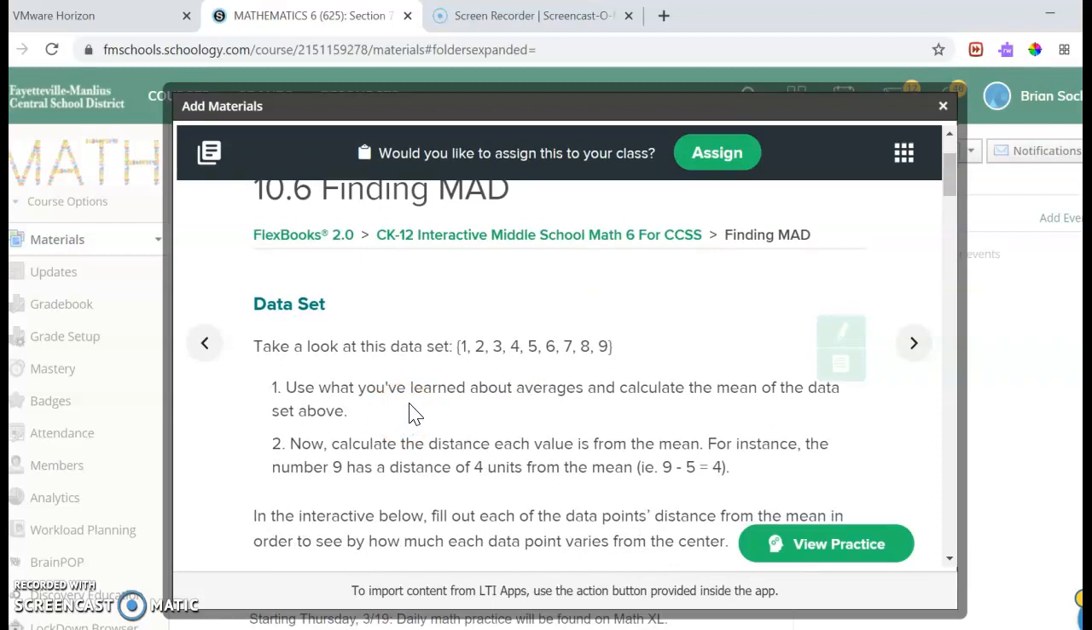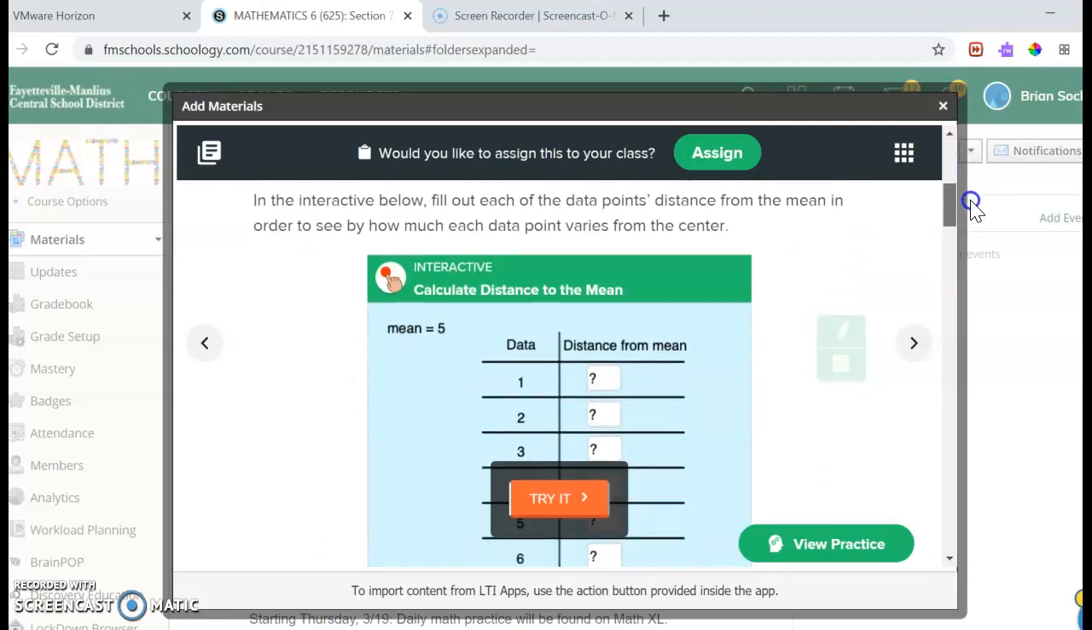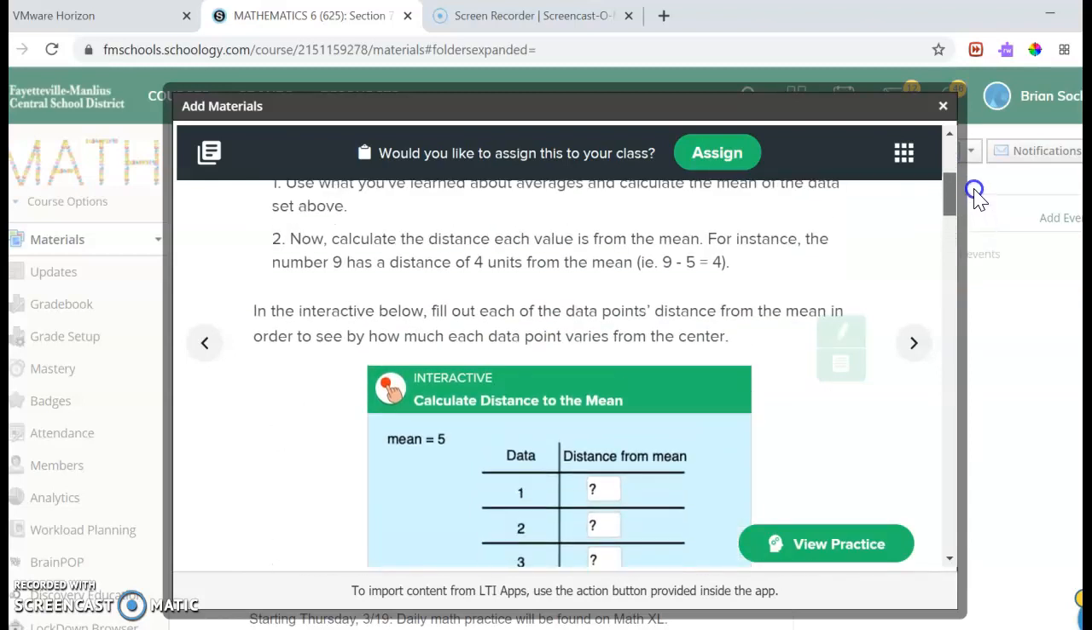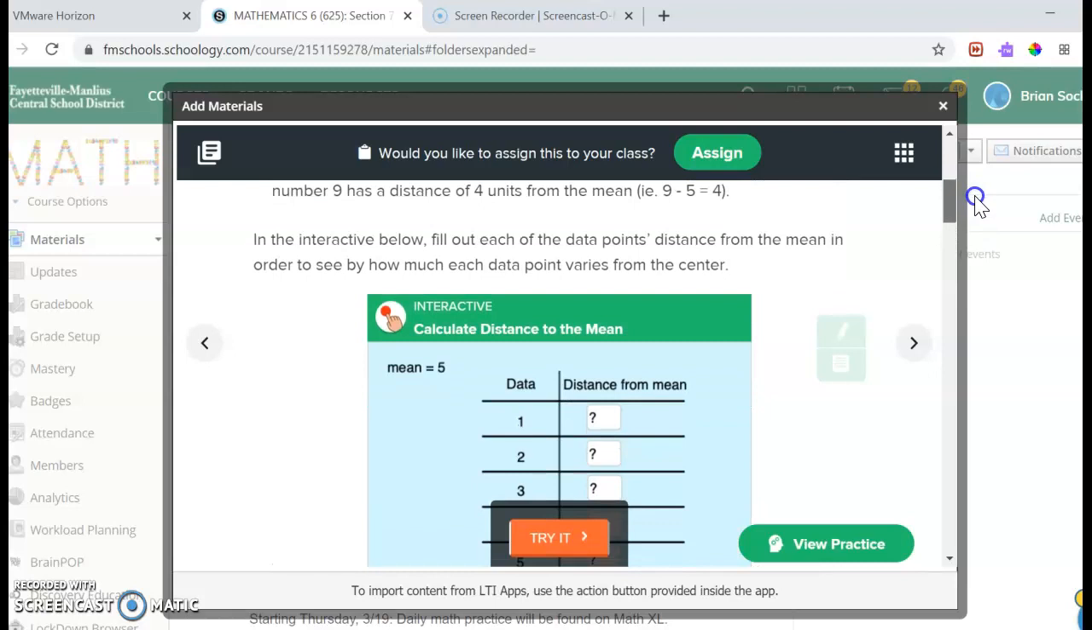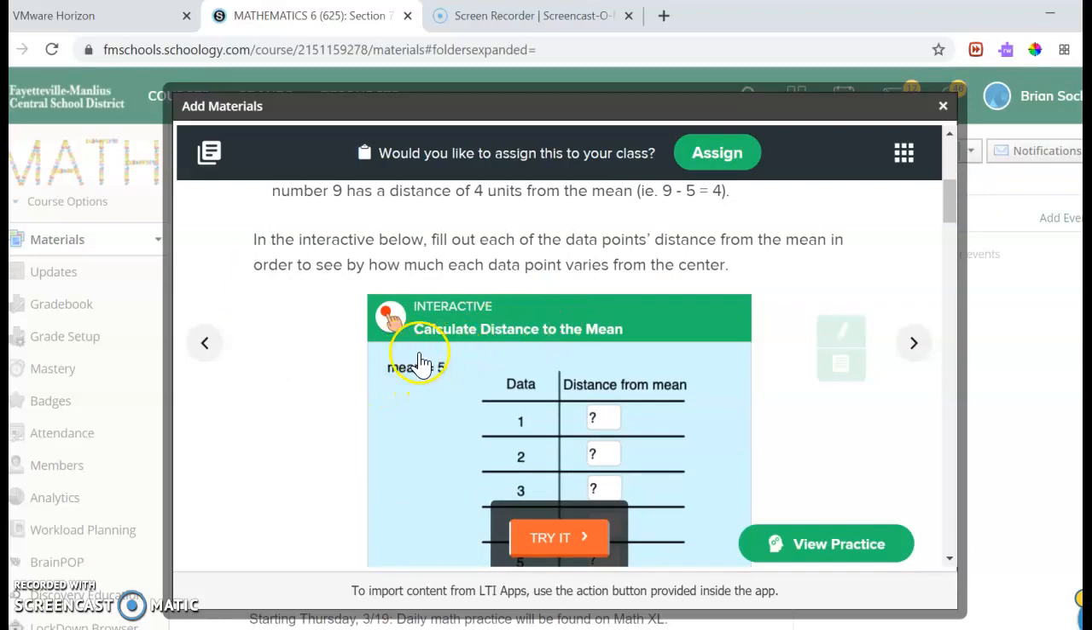Feel free to go back and watch my video again to make sure you understand how to find the MAD. This walks you through it. Take a look at this data set. It's going to walk you through finding the MAD. You have to first find the mean, and then you're going to find the distance. Here, after you find the mean, it already gives it to you: it is 5.